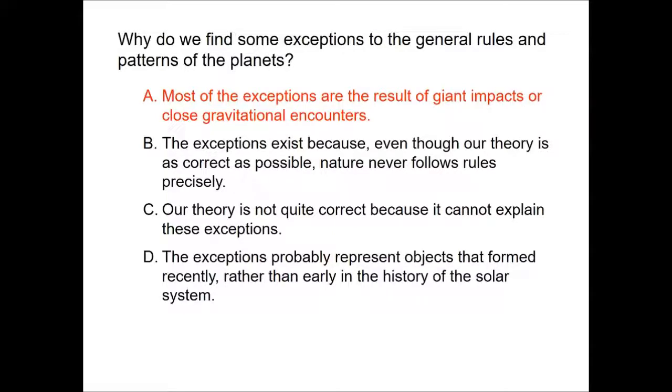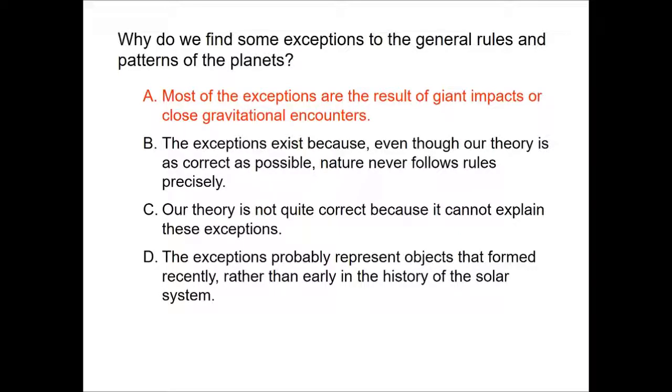C, our theory is not quite correct because it cannot explain these exceptions. Well, that's not how theories work. Theories are designed to accomplish a certain task. They're not meant to be all-encompassing. They're meant to explain a particular behavior, and of course there are little exceptions that occur. For example, Kepler's laws work excellently. They explain the motion of planets almost perfectly, but one thing Kepler's laws do not do is account for the fact that planets can interact with each other. They only account for the fact that the sun interacts with the planets. Those tiny interactions between planets can throw off the orbits a little bit. It doesn't mean the theory is wrong. It means the theory is not all-encompassing.